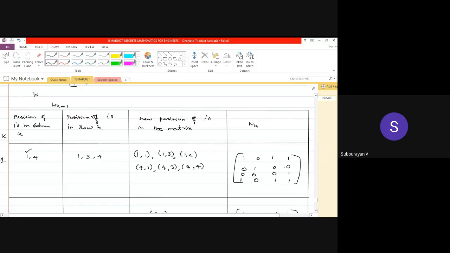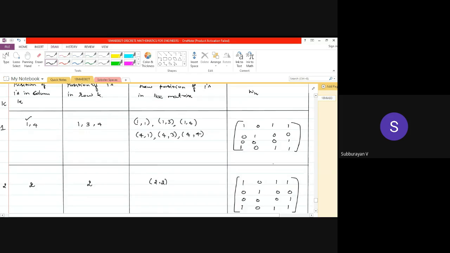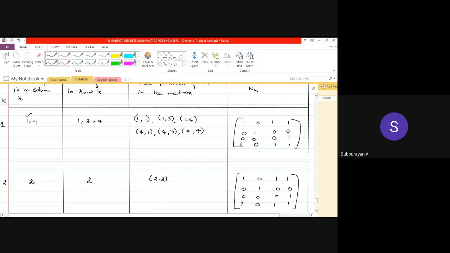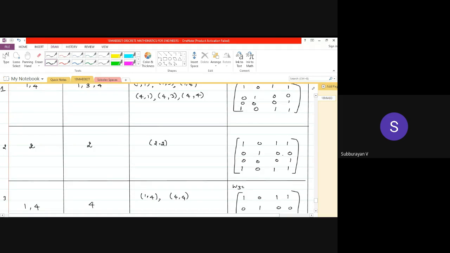Then in the next iteration, you take W1 as the initial matrix and come to the second column and identify the positions. The second column has a non-zero in the second position, so here it is 2. Then come to the second row, where it is also 2. Make the combination (2,2), and make the (2,2) position 1. Already it is 1, so don't disturb it. Then take this matrix as the initial matrix for the third iteration.